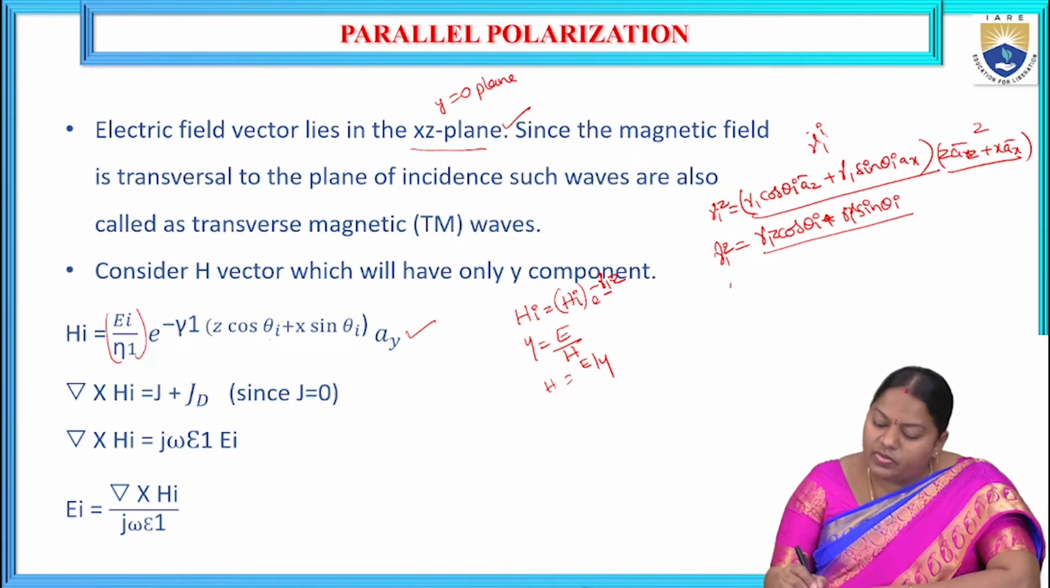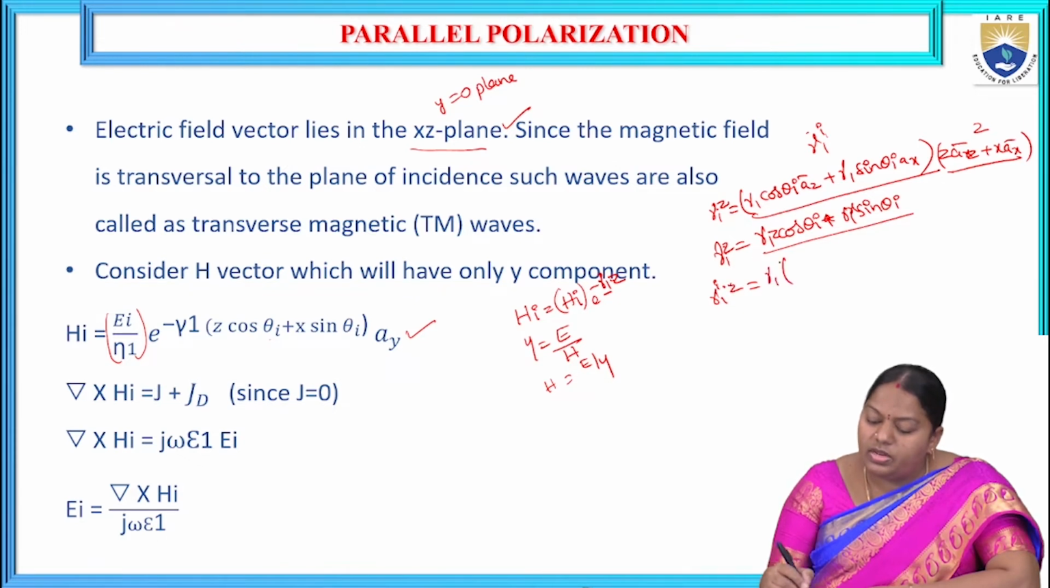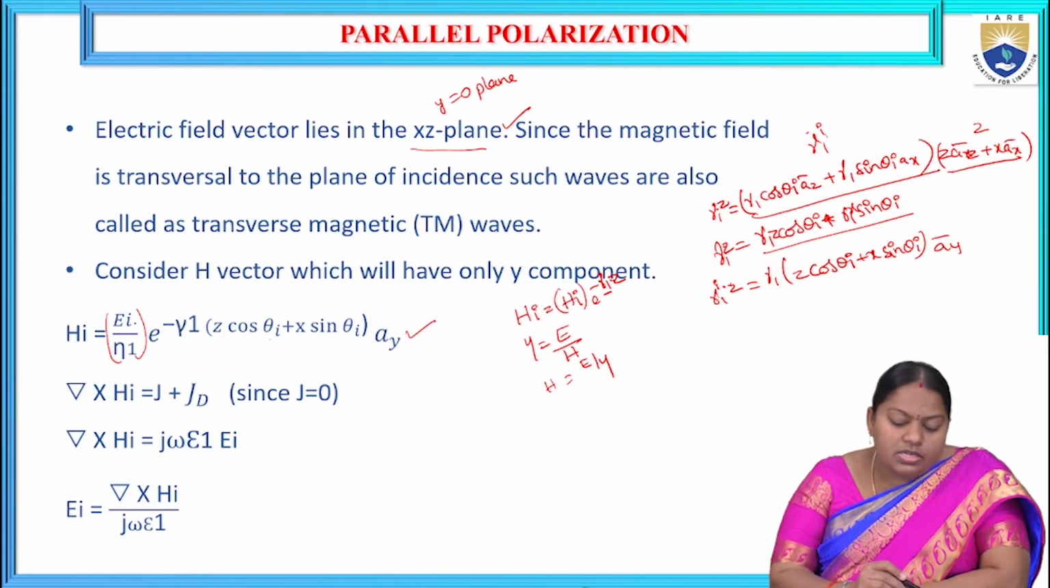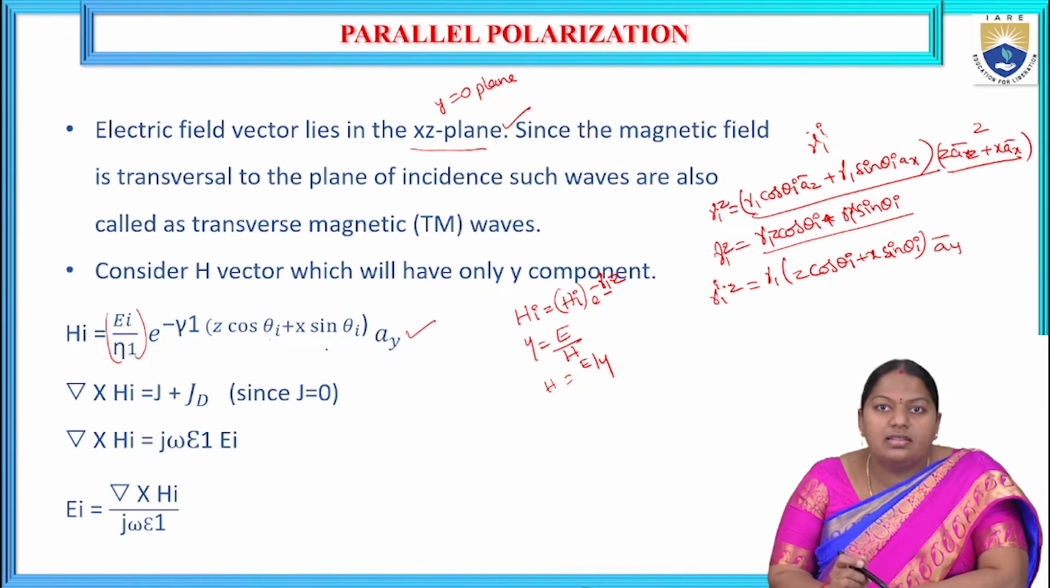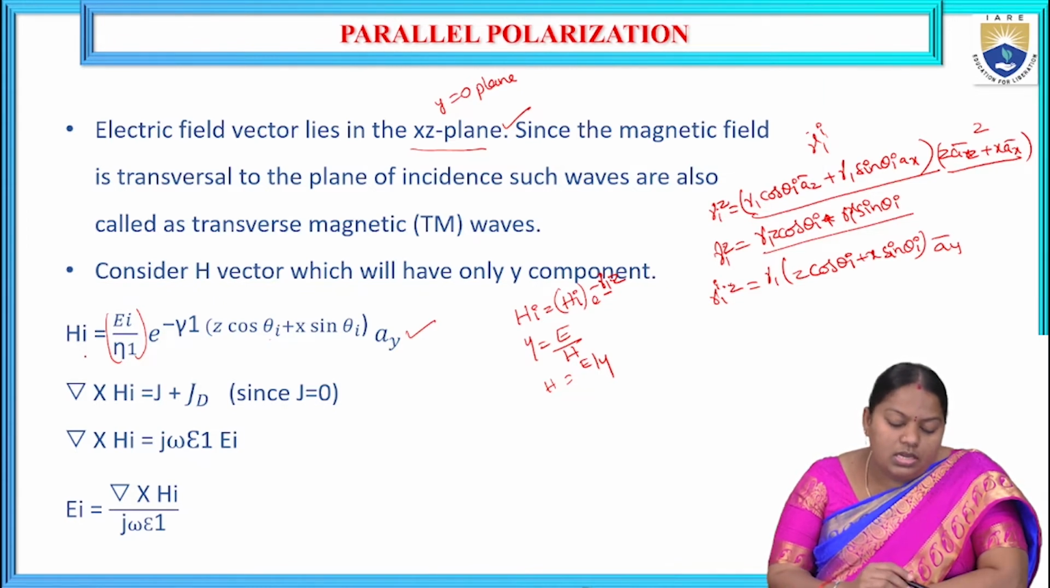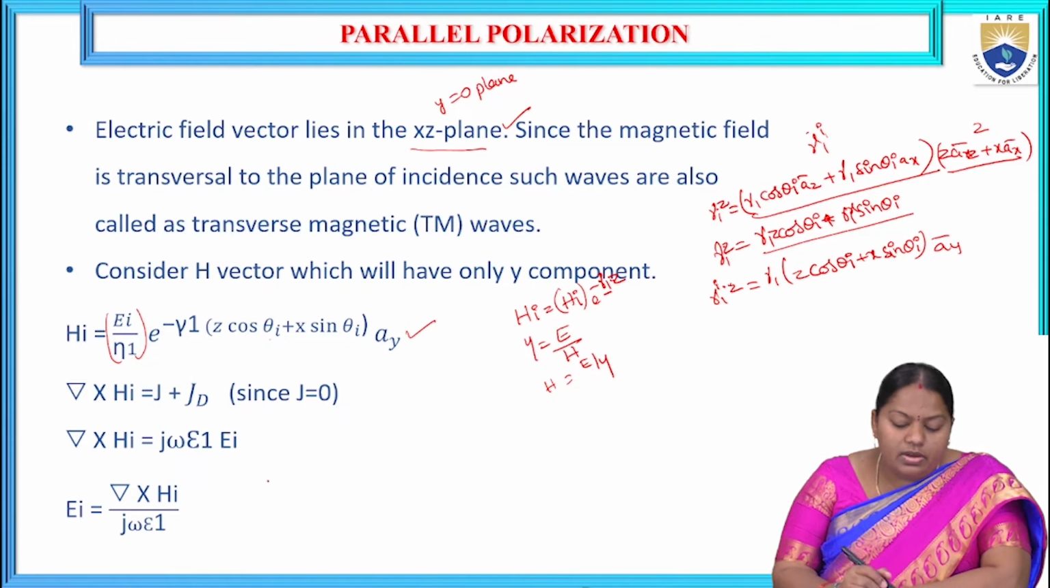And if you take gamma 1 as common, then gamma 1 incident wave dot z is equal to gamma 1, if you take common, z cos theta I plus x sin theta I into the vector direction ay. So Hi is equal to Ei by eta 1 e power minus gamma 1 into z cos theta I plus x sin theta I into ay. Now, from the propagation vector we have got the magnetic field intensity vector as Hi.